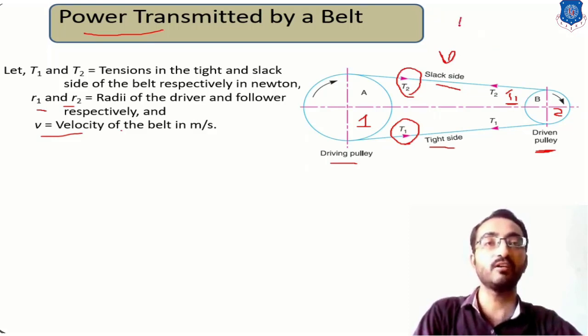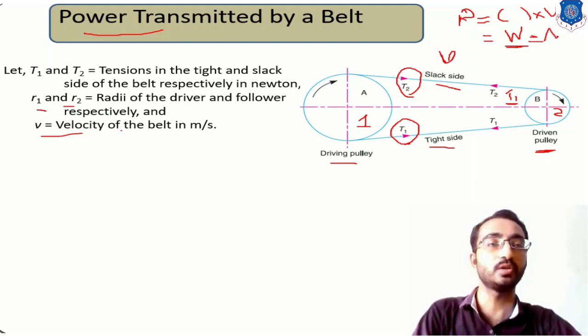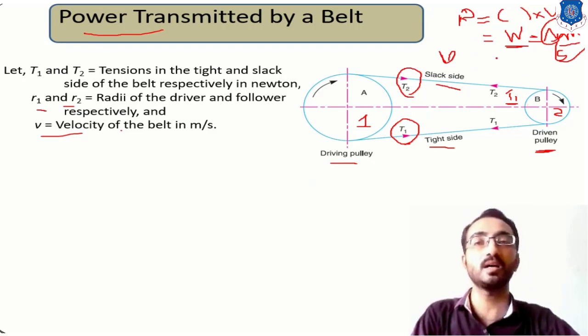Because the basic equation of power is the amount of force applied on an object multiplied by the velocity. The unit of power is watt, which can be written as Newton into meter per second. So the amount of force into the velocity with which the component is rotating gives us the amount of power.